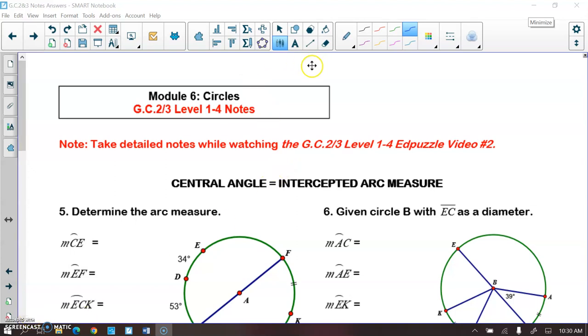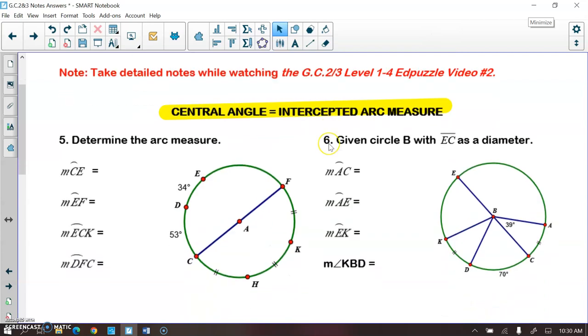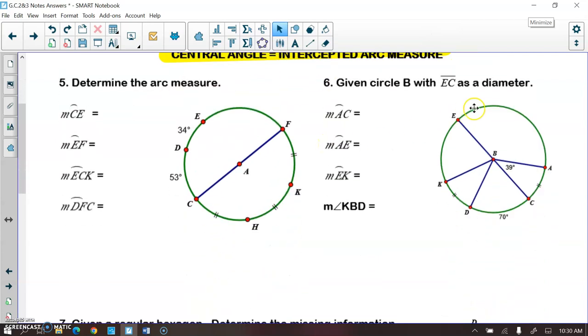All right, so a reminder that the central angle equals the intercepted arc measure. That is something very important that I believe you should highlight, because you're going to need it as we solve circle problems throughout this unit.